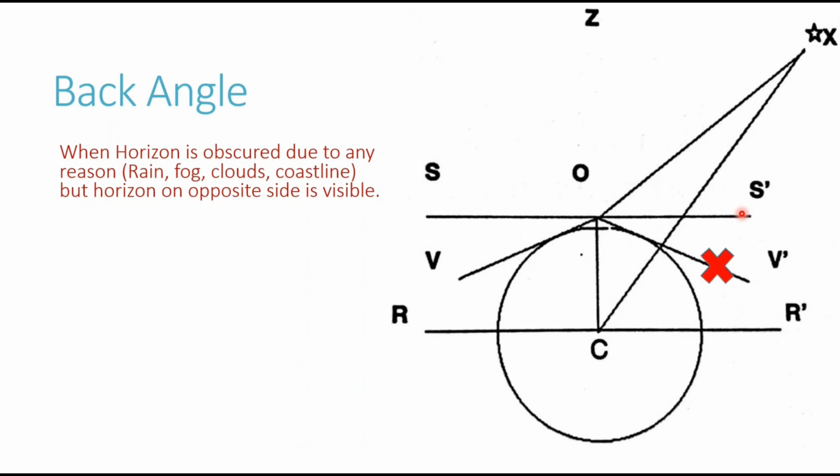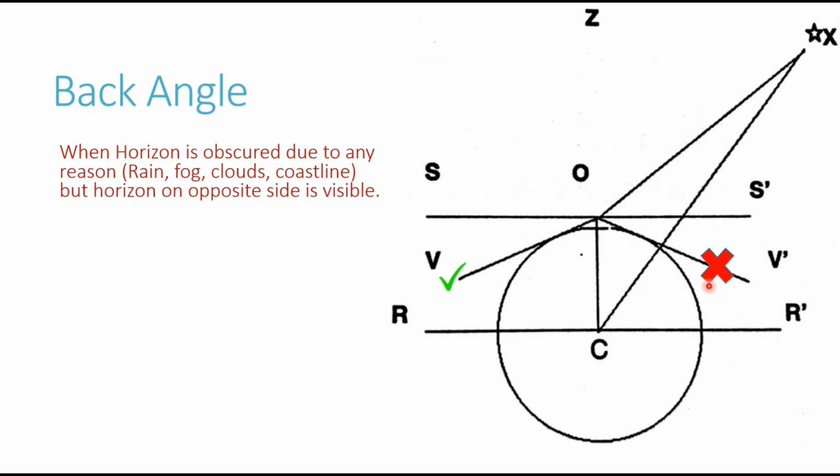Now the situation is such that in the direction where the body X is, in a normal scenario, we would have used the visible horizon OV dash to obtain its altitude. But this particular horizon is not visible to us. There may be coastline, rain, fog, clouds as discussed earlier. So this side of the horizon is not visible to us, and that's why I have put a cross over here.